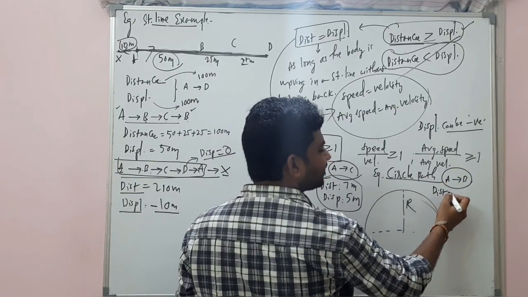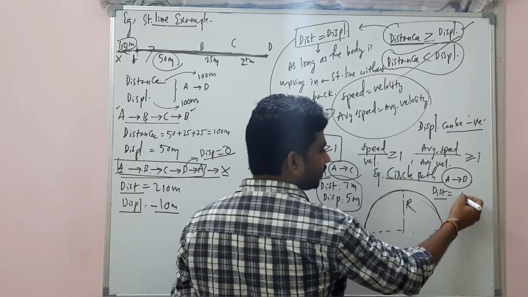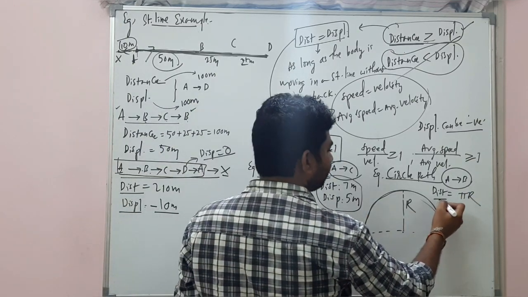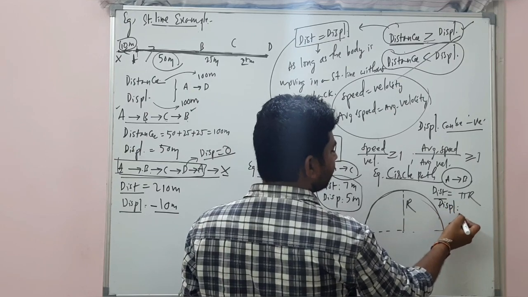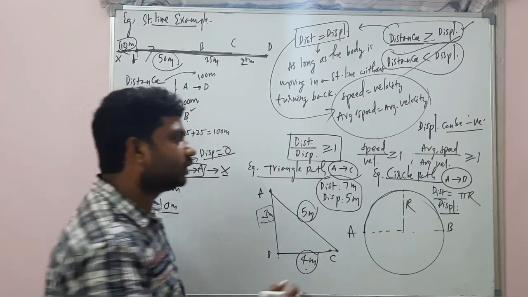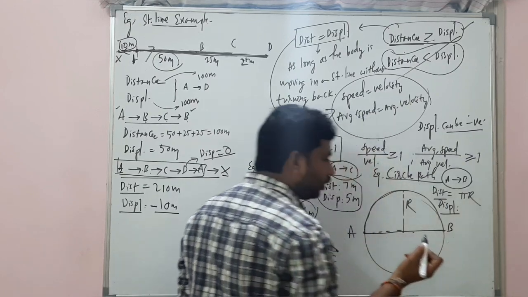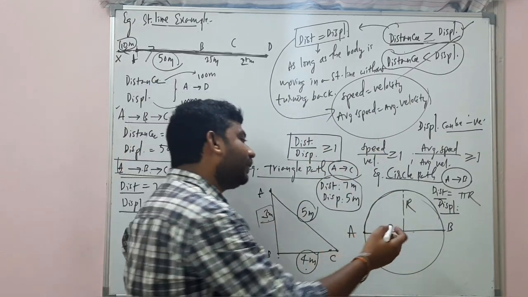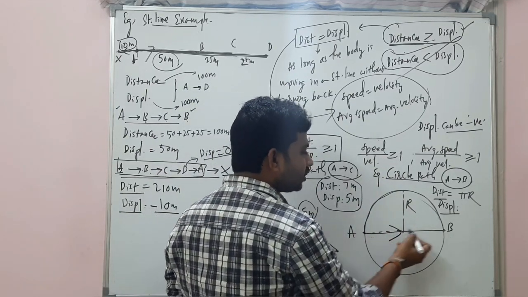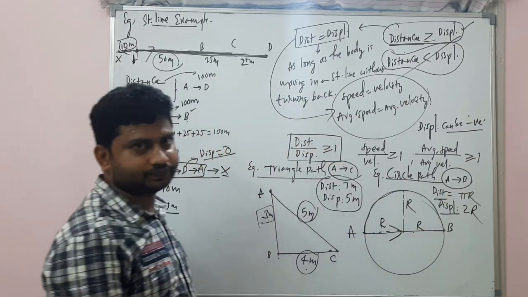A to B distance is equal to, see, from here to here, that is called half of the circumference. So that is pi r. Alright. And displacement. Simple. I told you clearly. Displacement means just the length of a straight line between initial and final point. So initial point is here, final point here. Just draw a straight line. Always displacement is directed from initial to final point. So A to B. What is the length of this? So this is radius plus radius. So that is equal to 2 times the radius.